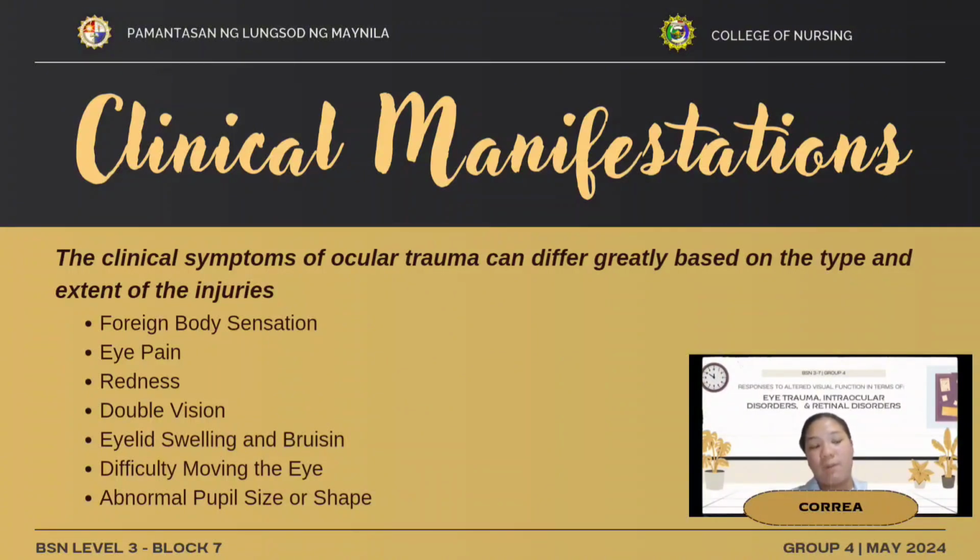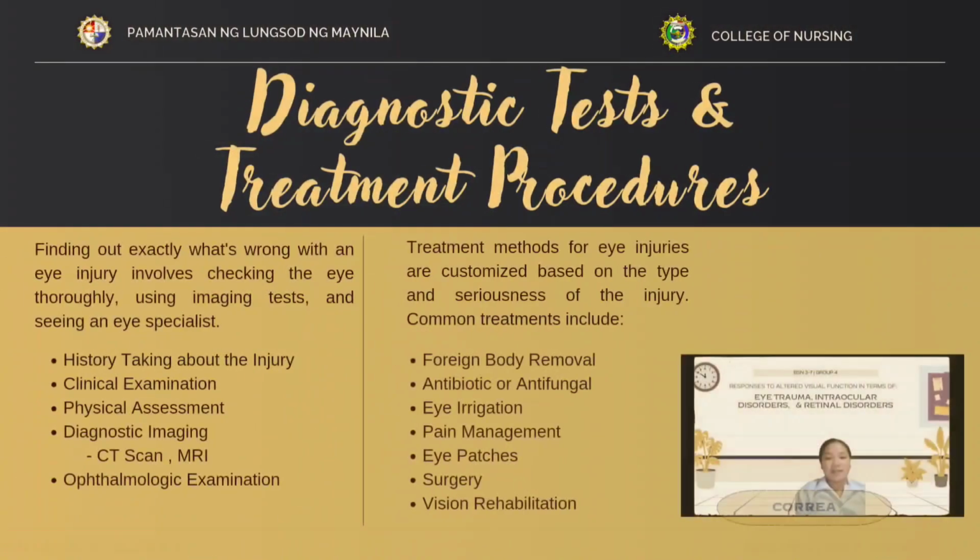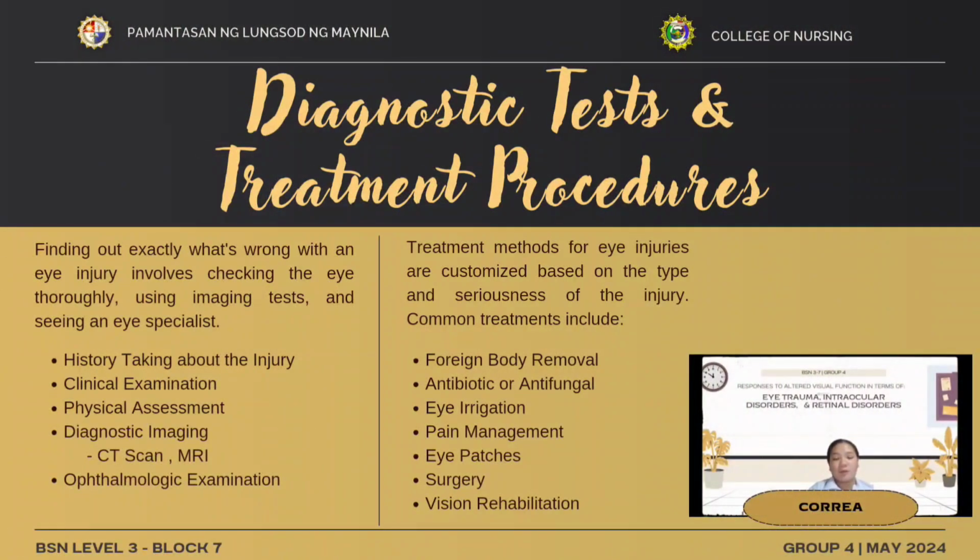Last is yung abnormal pupil size or shape. Differences in pupil size or shape, known as anisocoria, or irregular pupil may indicate nerve damage or other eye injury. Yung diagnostic test and treatment procedure po for those patient na may ocular trauma. So, sa diagnostic test, dito malalaman kung anong klaseng eye injury involved yung patient by checking the eye thoroughly and seeing an eye specialist. First, nilagay ko dito yung history taking.